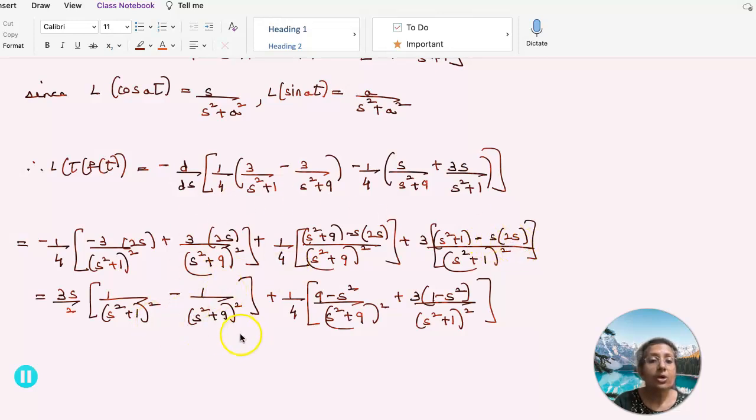So simplifying all this, you get finally 3s by 2, 1 by s squared plus 1 the whole squared minus 1 by s squared plus 9 the whole squared. I've taken out the 3s. And here you get 1 by 4, simplifying you get 9 minus s squared by s squared plus 9 the whole squared, plus 3 into 1 minus s squared, plus 1 minus 2s squared, over s squared plus 1 the whole squared.